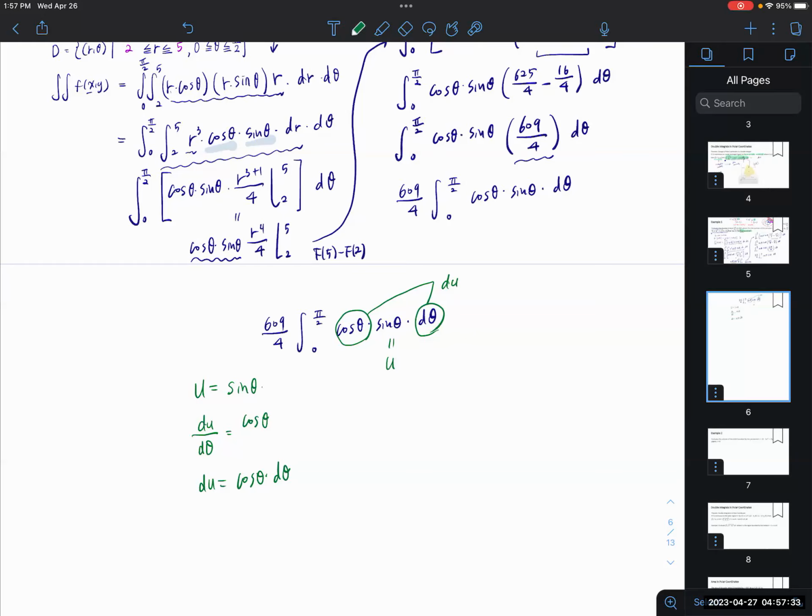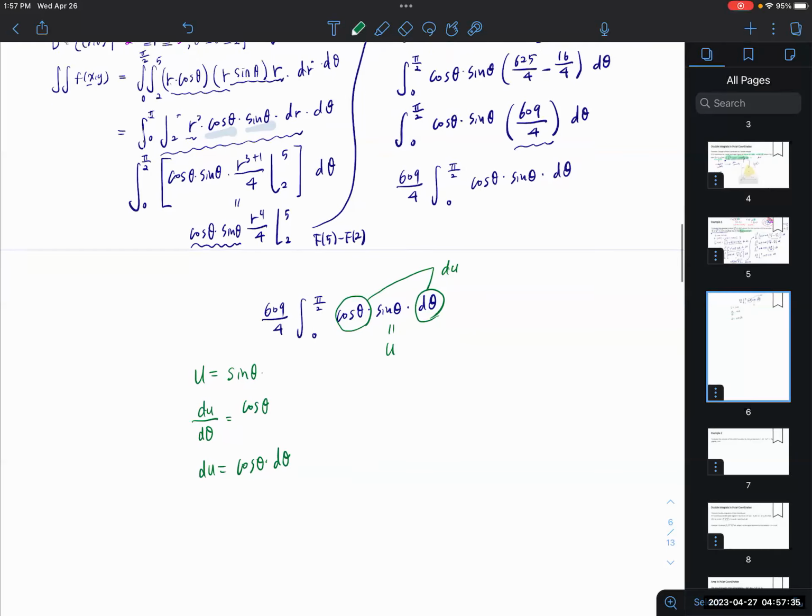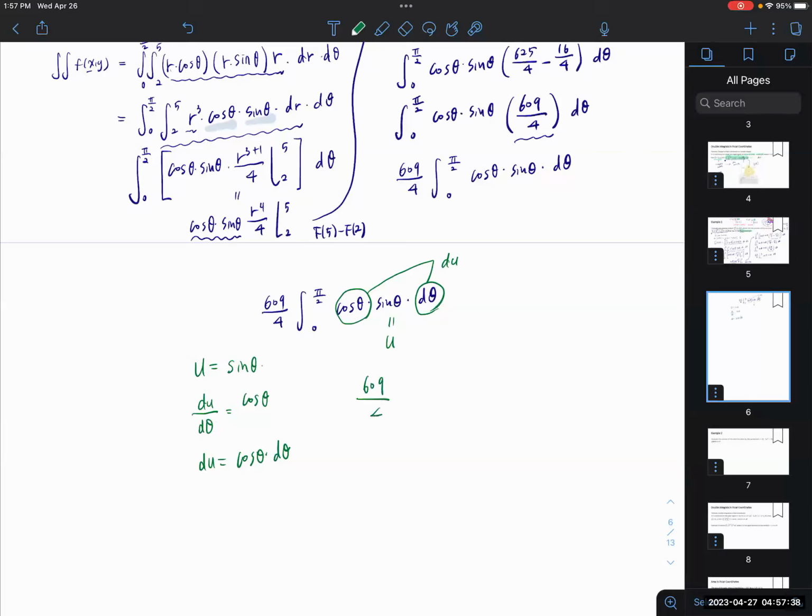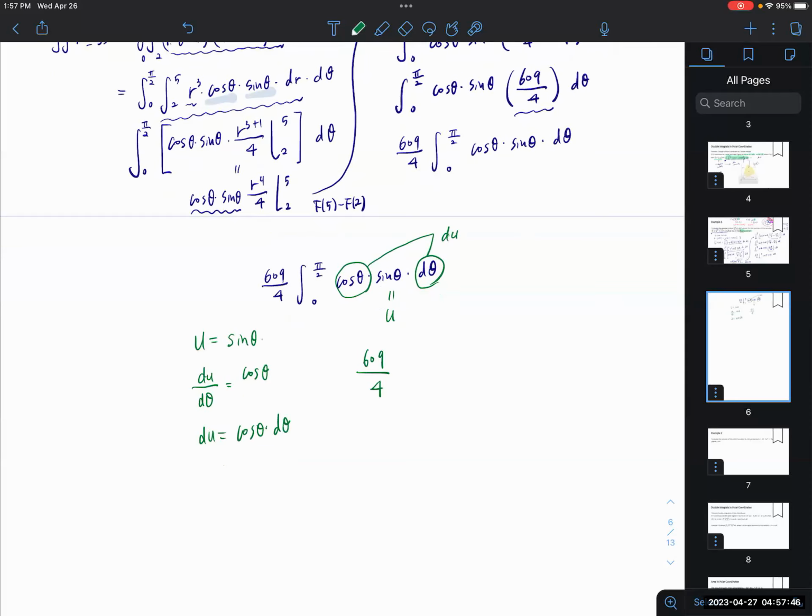That's my u substitution. Now we have a u substitution, right? I just want to make sure about the interval in terms of theta. So theta, we have 0, pi over 2. This is based on the theta. Because we are using u substitution, you have to convert it in terms of u. So sine 0 is 0. Sine pi over 2 is going to be 1. So it's going to be 0, 1.